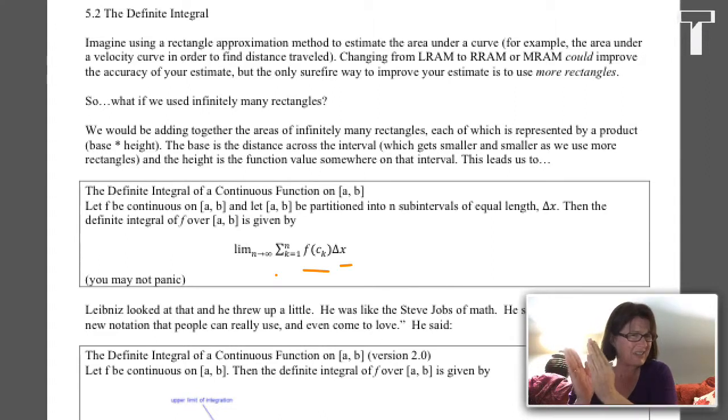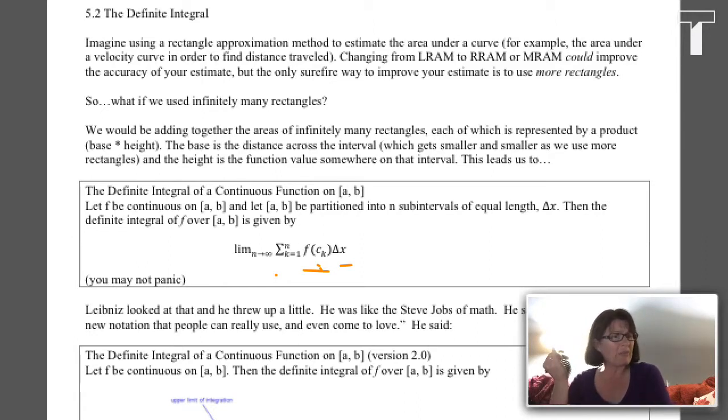Well, if you use more and more rectangles, they get skinnier and skinnier. So instead of actually thinking of it as a subtraction problem, we're just going to think of that as a tiny change in x. And we're going to multiply by the height of the rectangle. Well, the height of the rectangle comes from taking one of the x values on that interval and plugging it into the function. So c is just some letter we chose. C sub k means some number, c, from the kth interval. So for the kth rectangle, we're going to take that c value, plug it into the function, and that's what we're going to use for the height.